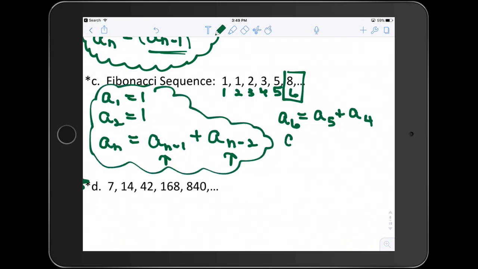and that means a sub 6. Well, we know the 5th one is 5 right here, and we know the value of a sub 4, or the 4th term, is 3. And that means the 6th term in the sequence is going to be the value of 8, which it is. So again, recursion is always using previous terms to compute the current term that you're interested in.